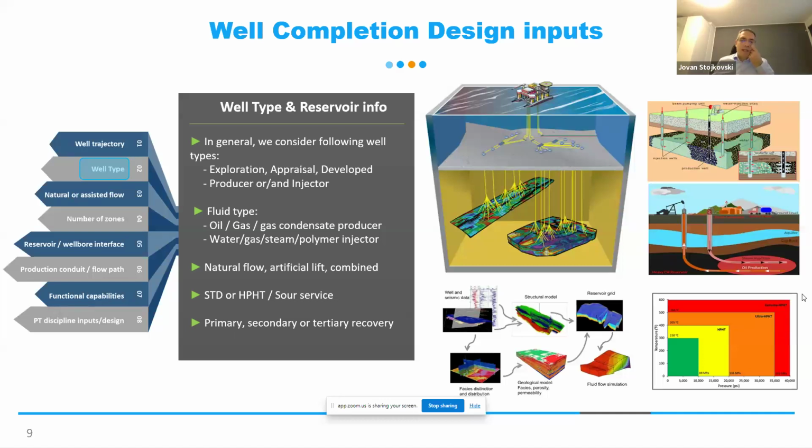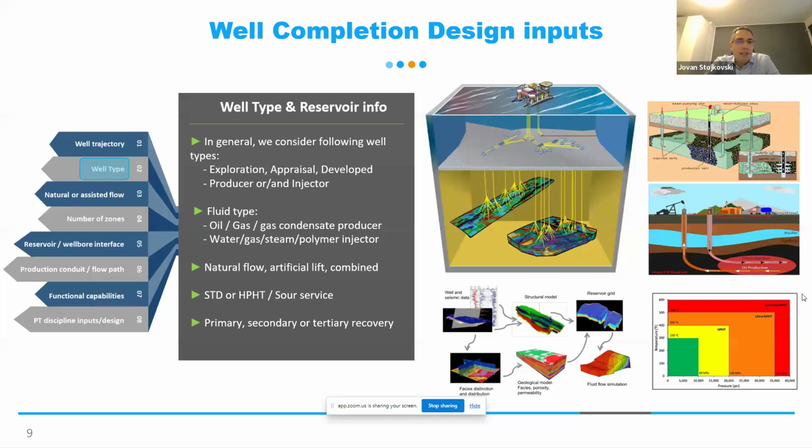For the well type and reservoir info, really basic, I think the first thing you need to gather information on is, as I said, whether this is an exploration, appraisal, or development well, or whether it will be a producer or some injector well, which can be CO2 injection, polymer injection, wastewater injection, and so on. So you need the basic thing in your head: which of the wells will be drilled.